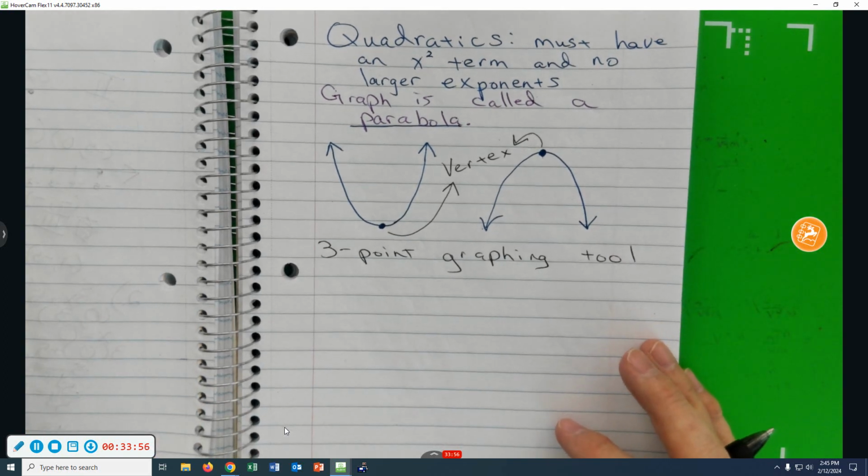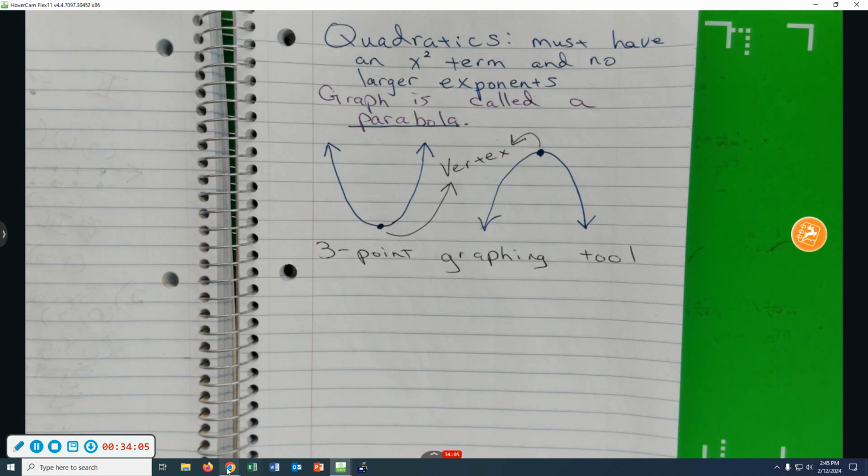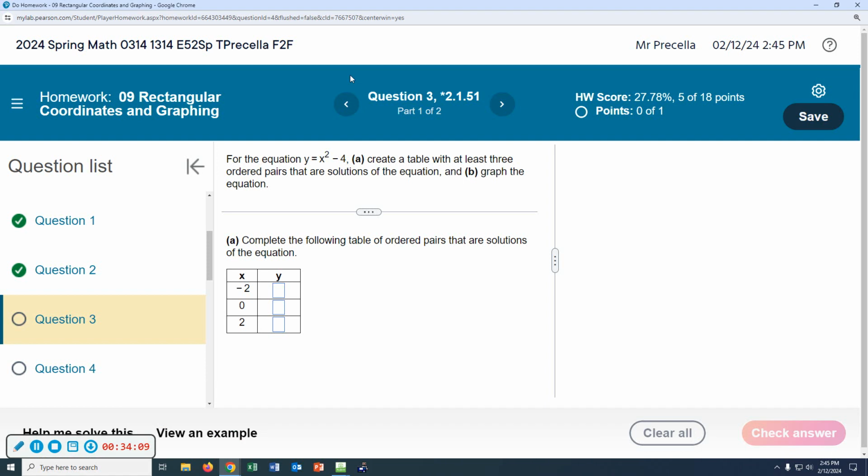To use the three-point graphing tool, they'll give us x values. We'll have to calculate y values and then plot the 3 points. So, what was it? X squared minus 4? Yes, this is number 3. The equation is y equals x squared minus 4. They say to create a table with at least 3 ordered pairs that are solutions to the equation and then graph the equation. I can tell looking at this, they're giving us an XY table and it's going to have exactly 3 ordered pairs. Let me write down that table: -2, 0, and +2.